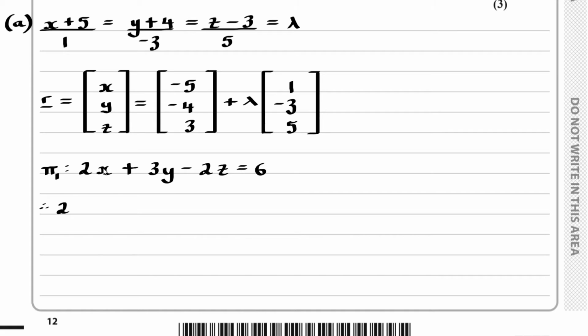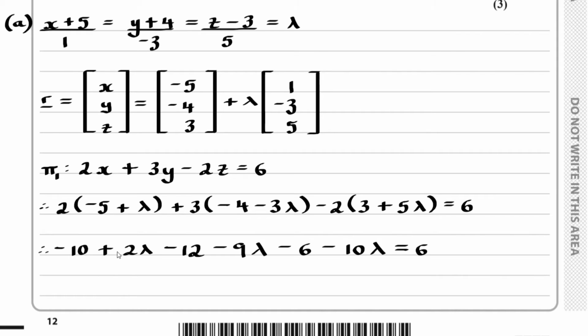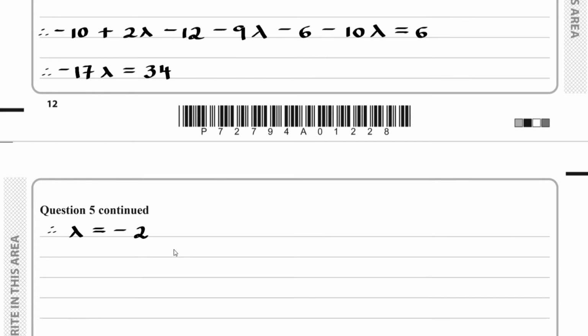So I've got 2 multiplied by (-5 + lambda), plus 3 multiplied by (-4 - 3 lambda), subtract 2 multiplied by (3 + 5 lambda), equal to 6. If I expand the brackets, we find -10 + 2 lambda - 12 - 9 lambda - 6 - 10 lambda = 6. So -17 lambda = 34, which means lambda = -2.